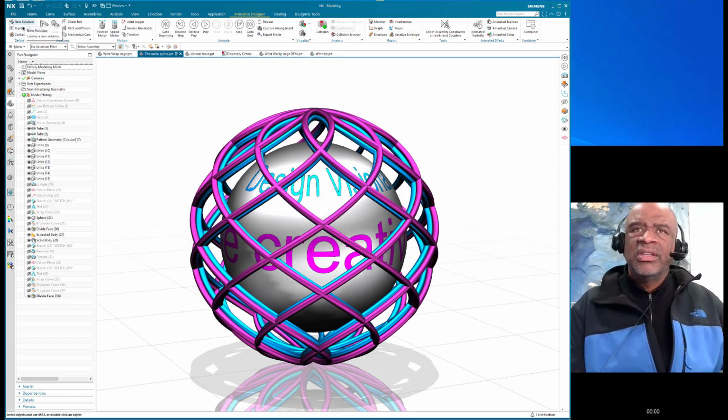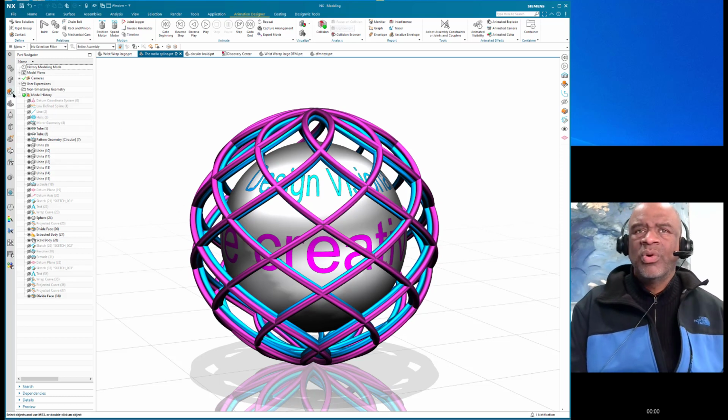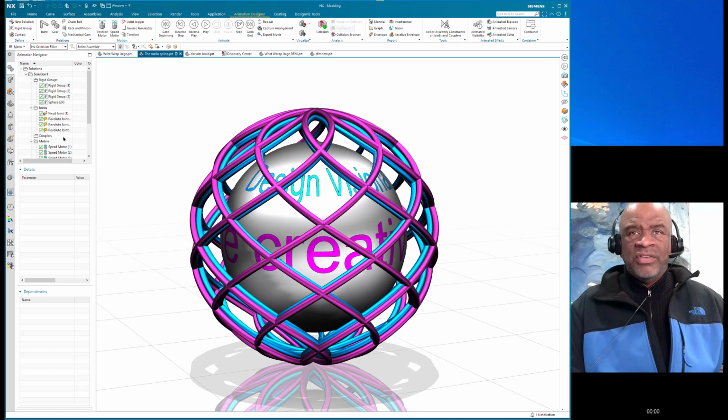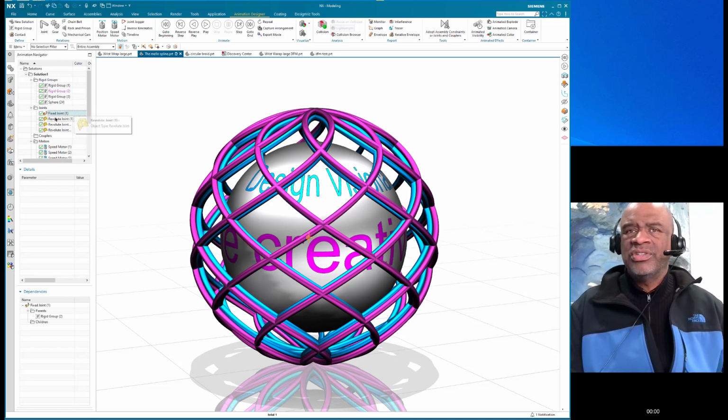And I created rigid bodies out of the different cages. I created a rigid body out of the sphere with the letters on it. I created a rigid body out of the datum coordinate system so that I could create these joints. I have a fixed joint on the datum coordinate system. I've got a revolute joint on the sphere to the coordinate system, a revolute joint on cage 1, a revolute joint on cage 2, and then I just put speed motors on them.